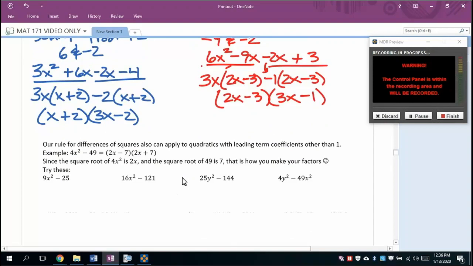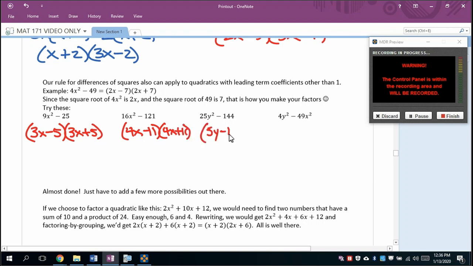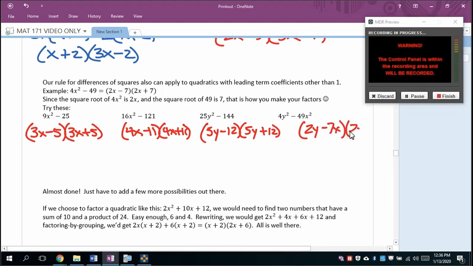Now, differences of squares also can apply. Remember, sums of squares will not factor. The square root of 9x squared is 3x. You know, one will be 3x minus 5, then we'll have 3x plus 5. 4x minus 11, 4x plus 11. 5y minus 12, 5y plus 12. And then 2y minus 7x, and that is going to be multiplied by 2y plus 7x.